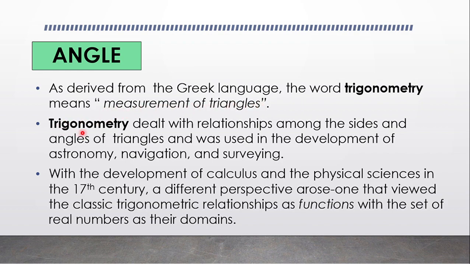Trigonometry dealt with the relationships among the sides and angles of triangles and was used in the development of astronomy, navigation and surveying. With the development of calculus and physical sciences in the 17th century, a different perspective arose, one that viewed the classic trigonometric relationships as functions with the set of real numbers as their domains.